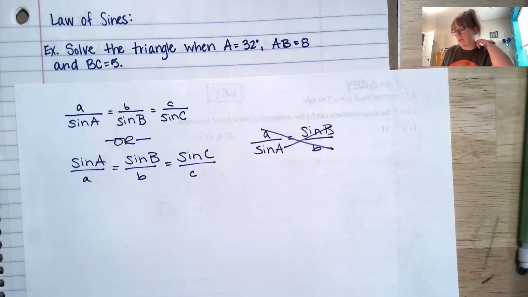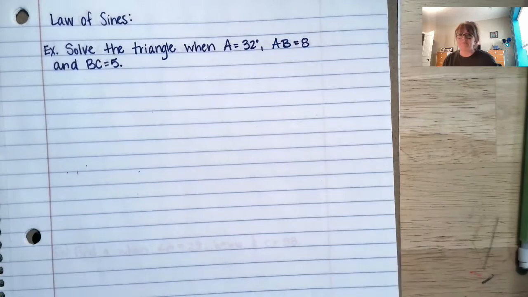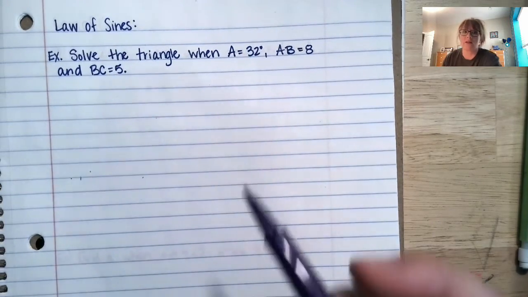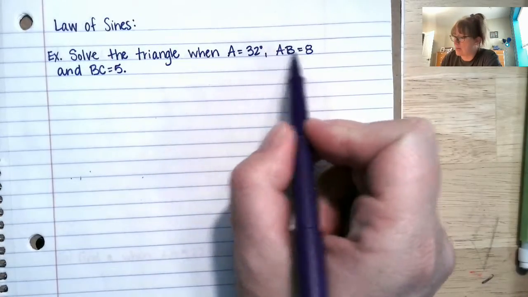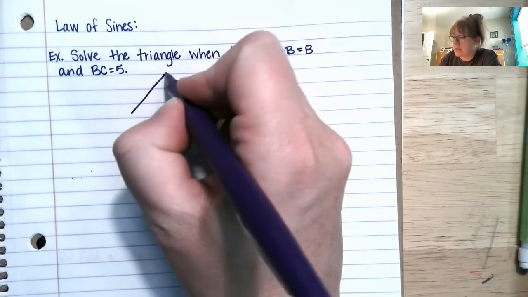It says solve the triangle when A equals 32 degrees and AB is 8 and BC is 5. That's all that was given to us. We're not given a triangle or anything like that. So let's go ahead and make this triangle. We're talking about A's, B's, and C's, so it doesn't matter.